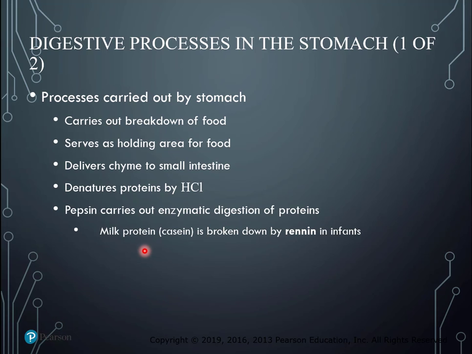Now there's also the milk protein casein, which is broken down by renin in infants, and renin is produced in the stomach by infants. That's the reason it results in a curdy substance. So when infants accidentally throw up, they throw up a curdy substance. It's because of the renin secreted by the stomach, which partially curdles the milk that they have taken in.